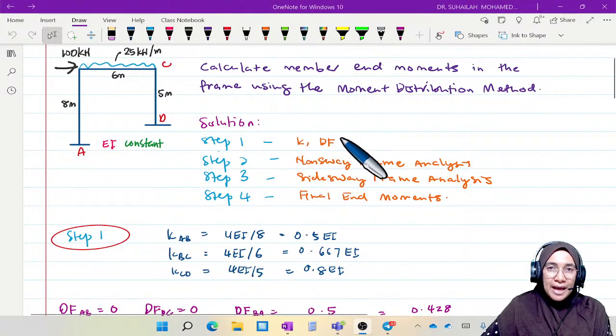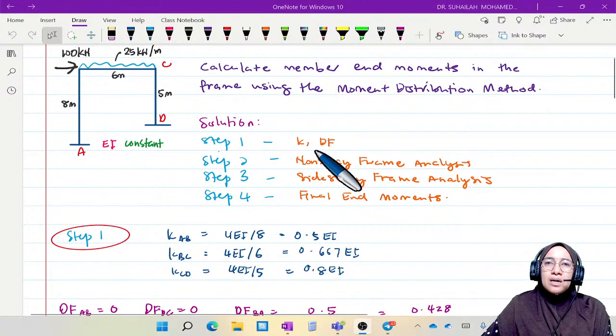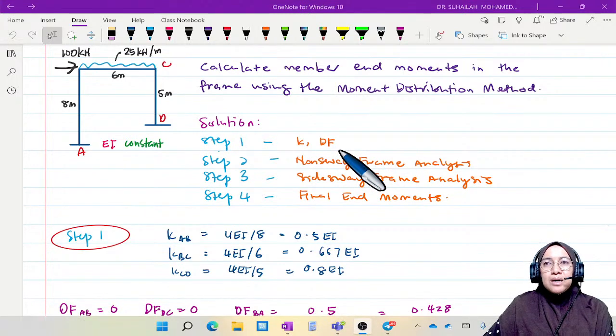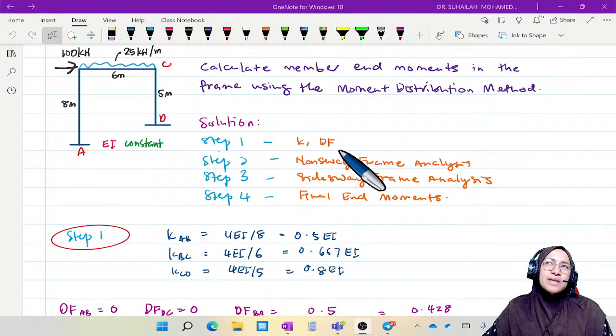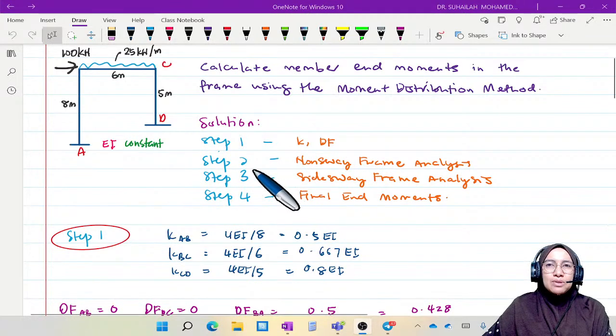After that, by using the stiffness factor, we need to calculate the distribution factor. Distribution factor is equal to member stiffness divided by joint stiffness. This distribution factor will be used in both the analysis of the non-sway frame, table number 1, and the analysis of the sidesway frame, table number 2.